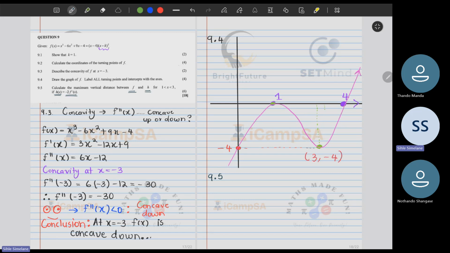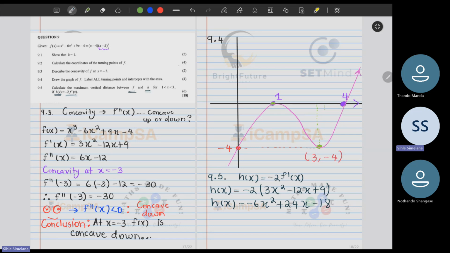So the first thing that we need to do, guys, is let's find our h, which is minus 2 times the first derivative. So our h of x will therefore be minus 2 multiplied by the first derivative we have on the left, which is 3x squared minus 12x plus 9. If we multiply, you will see that we'll have minus 6x squared plus 24x, then minus 18.